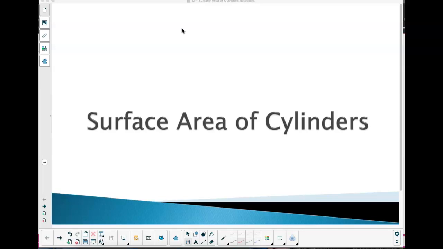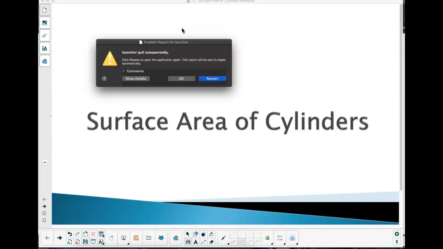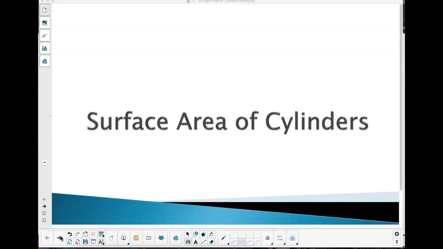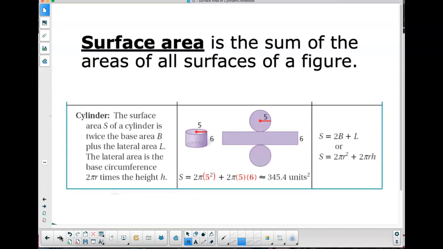Surface area of cylinders, that's what we're going to cover today. Yesterday we didn't really have a nice formula, we just kind of used common sense. Cylinders are easier because a cylinder always is the same shape. It gets a little taller, shorter, wider, skinnier, but it's still the same. So, we do have a formula for this, okay?